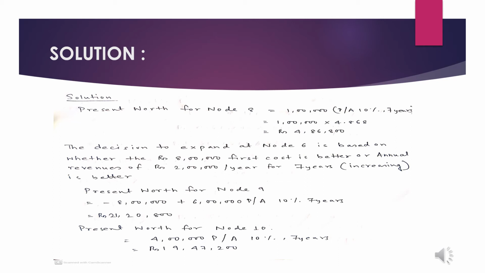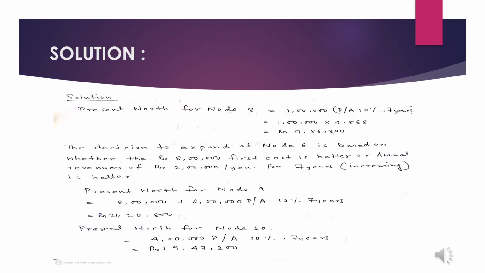Or if we keep the production at the same level, the next node, coming back just to the next node, that means we get 4 lakh per annum fixed for the 7 years. So that is a plain and simple 4 lakh annual worth which needs to be transferred into present worth for 10%, 7 years. If we transfer that into present worth, we get the value of 19 lakh 47,200 approximately.